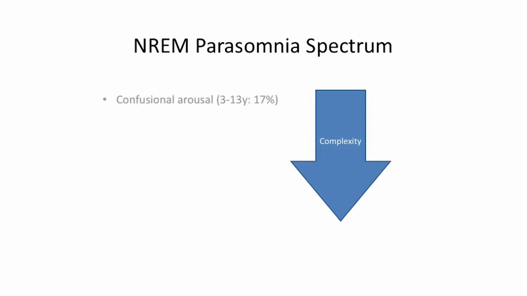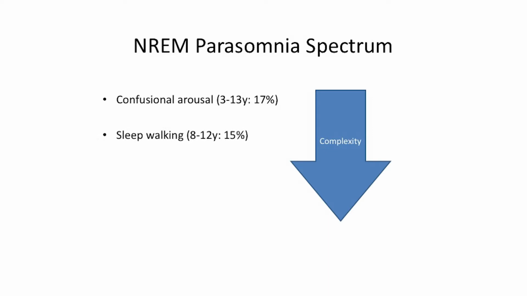Most common, confusional arousal. That's where a child wakes up confused, talks something totally irrelevant, and falls back to sleep. Diagnostic hallmark, they do not leave the bed. They stay in the bed, say a few things, fall back to sleep. That's confusional arousal. Very common, 17% of kids have that. Peak age, 3 to 13 years of age.